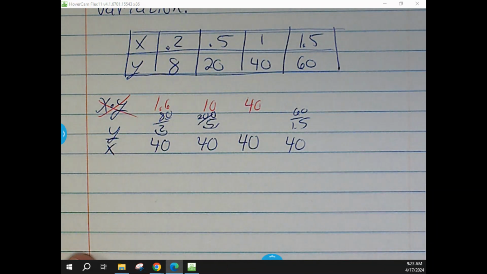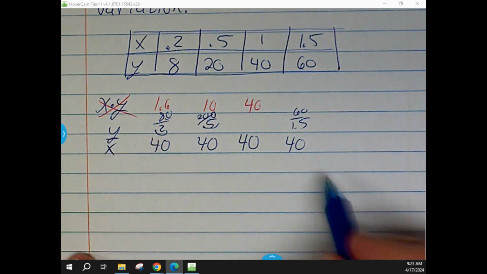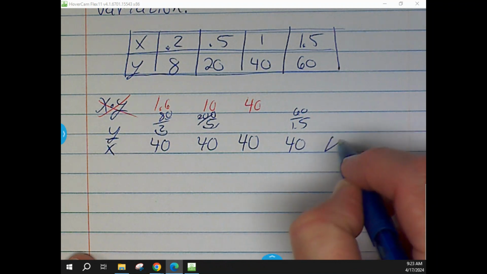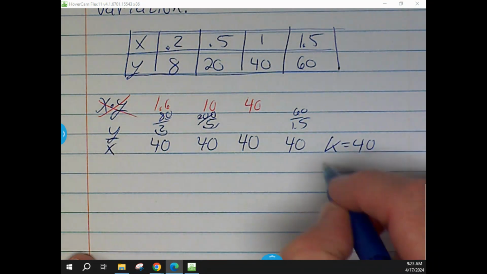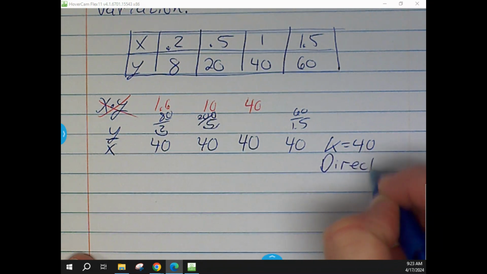More than likely, y'all would check that with a calculator, right? Not do it by hand. So anyway, we get the same value this time by dividing. So in this case, we do get a k value that's equal to 40. And since we had to divide the two numbers, that means this thing was direct.